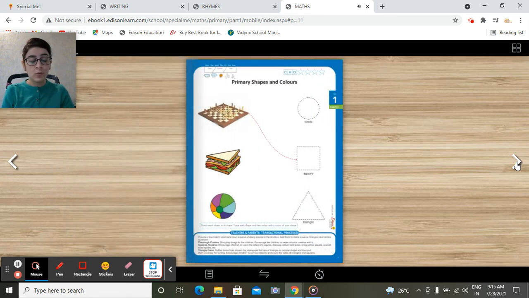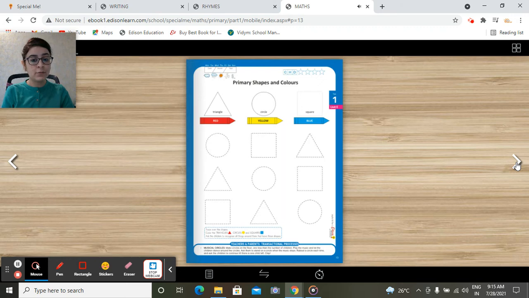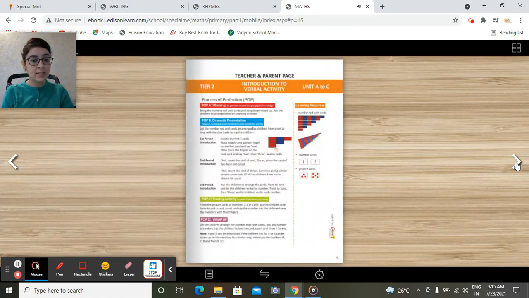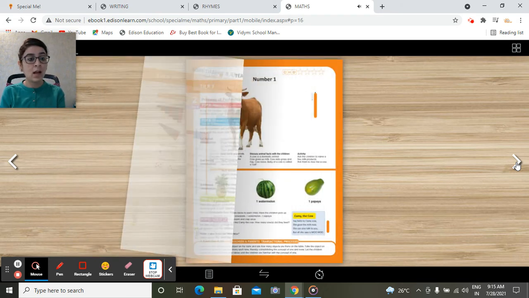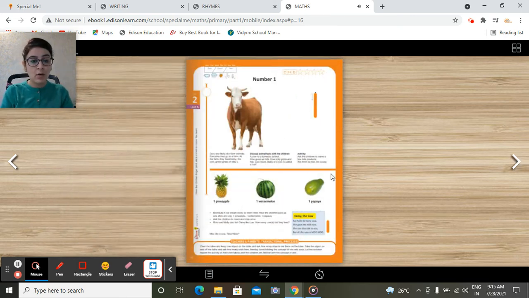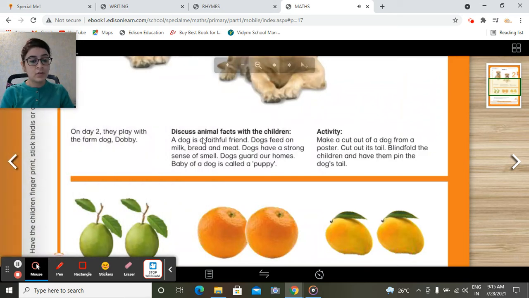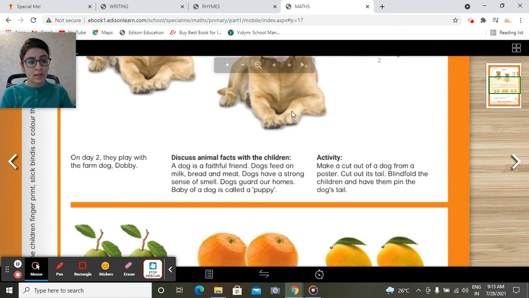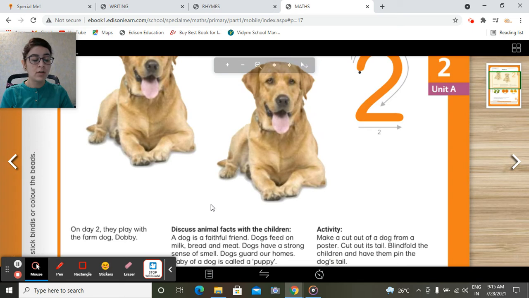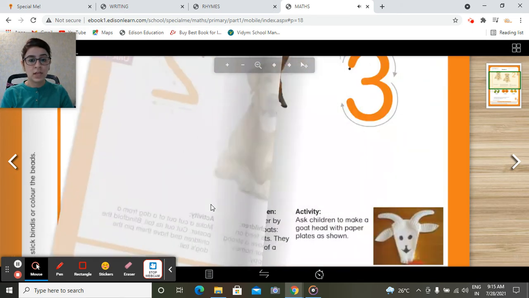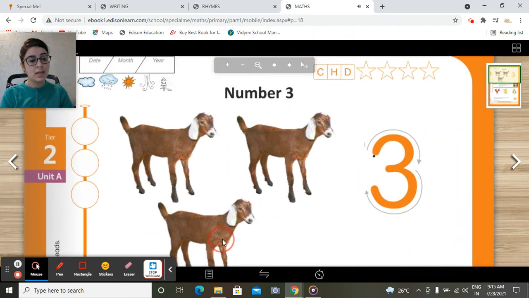Golu and Molly went to the farm. Golu and Molly कहाँ गए थे? Farm. First day they met the cow. First day वो किसको मिले थे? Cow को मिले थे. What was the name of cow? Cammy the cow. Next day they went to farm and they met the dog. What was the name of the dog? The name of the dog was Dobby. It was Dobby. Today we are going to do number 3.